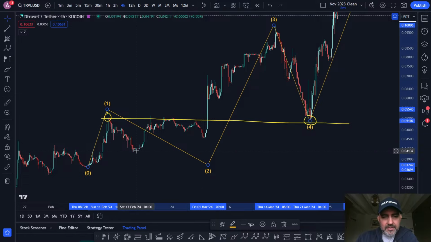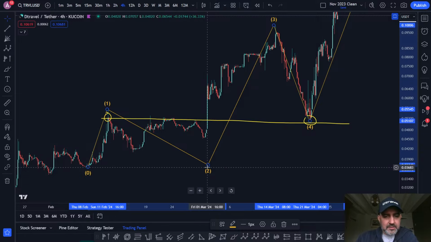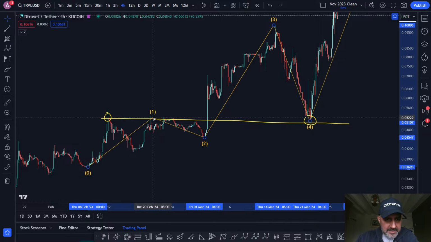Does the 1 start there? Does the 0 start there? Or there? Because if that's the 1, maybe that's the 1. You see, this is the thing. It's not.